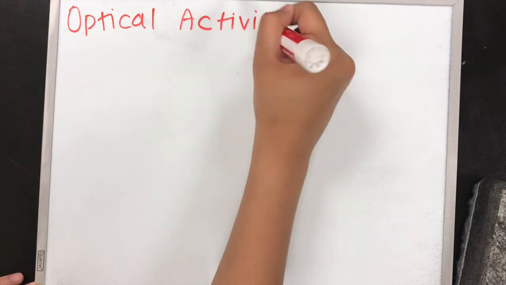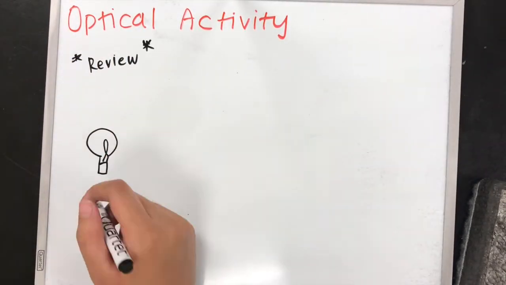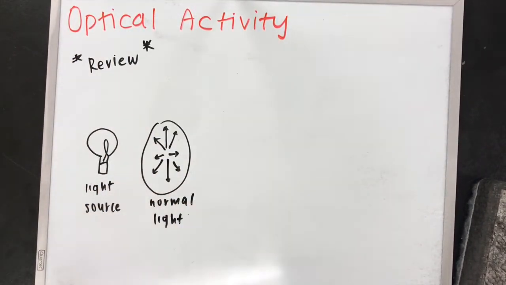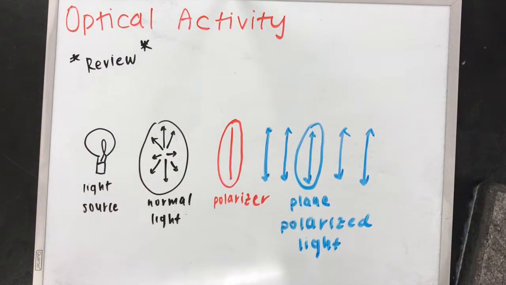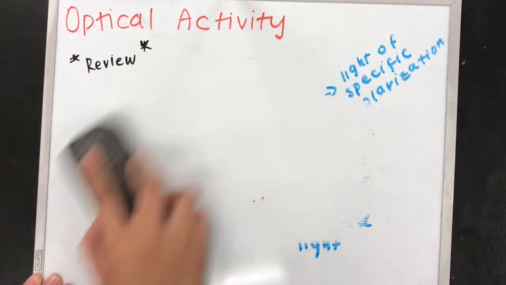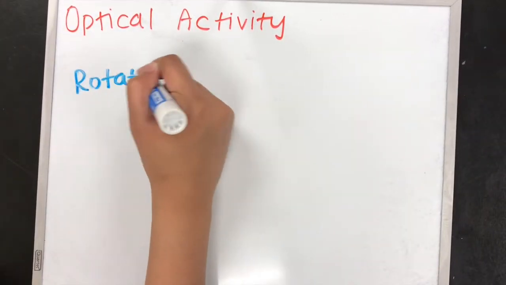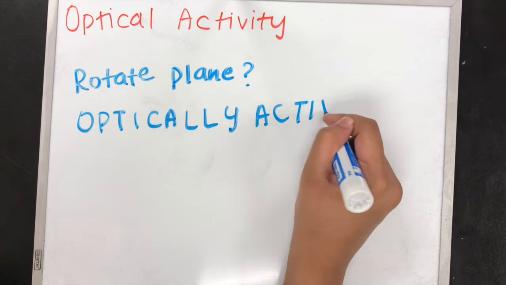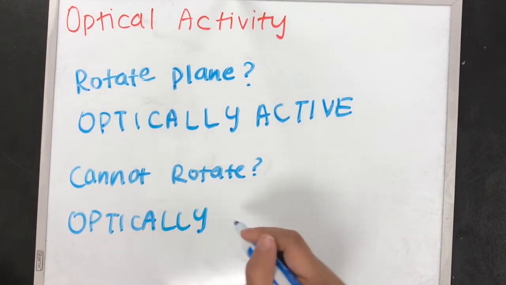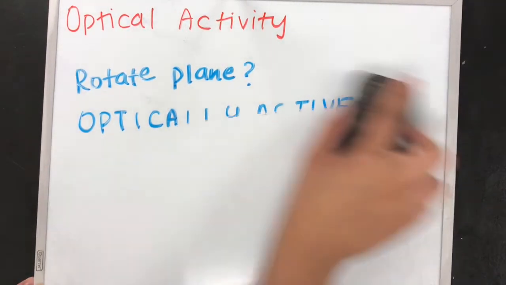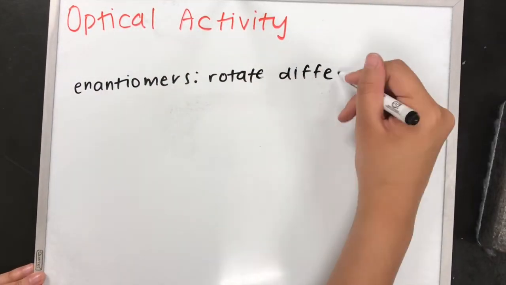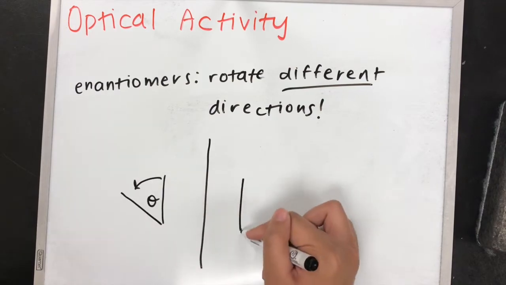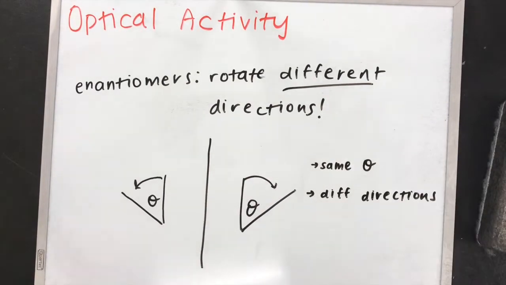Now, time to move on to the final topic, optical activity. Now, a bit of a review. Plane polarized light is light that has passed through a polarizer, so only photons of a particular polarization can pass through. Now, compounds that are able to rotate the plane of polarized light are called optically active, while those who can't are known to be optically inactive. Enantiomers will rotate the plane the same amount of degrees, but in opposite directions, since it is one of 2 molecules that are mirror images of each other.